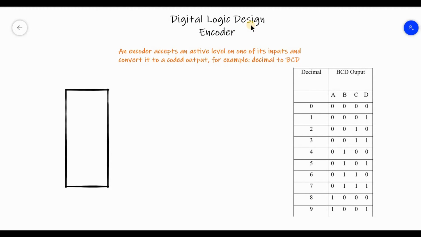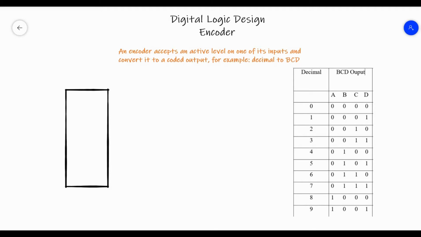So in today's video of digital logic design, we are going to learn about encoders. An encoder accepts an active level on one of its inputs and converts it to a coded output. For example, a decimal to BCD.